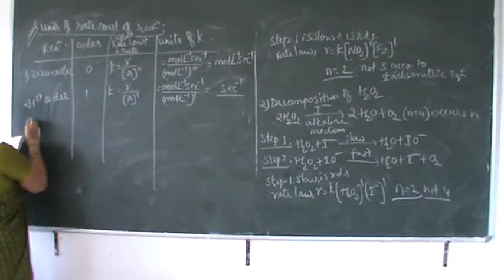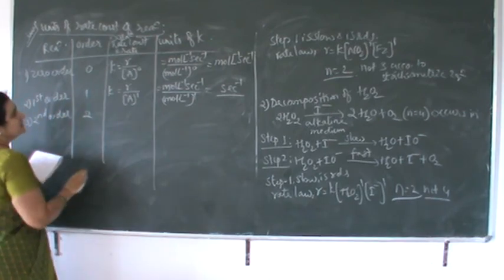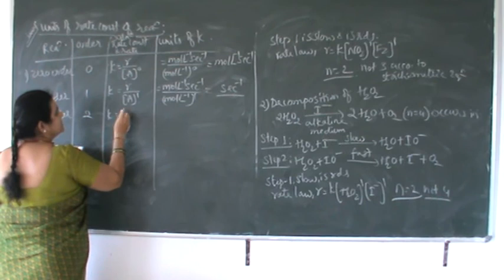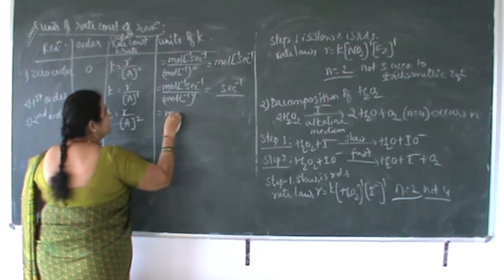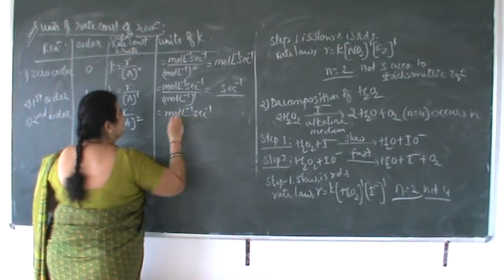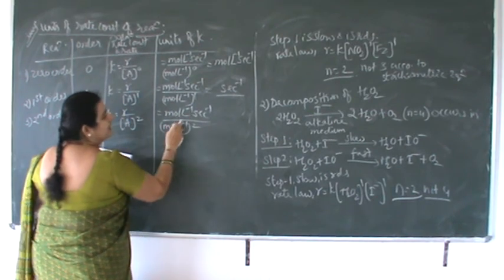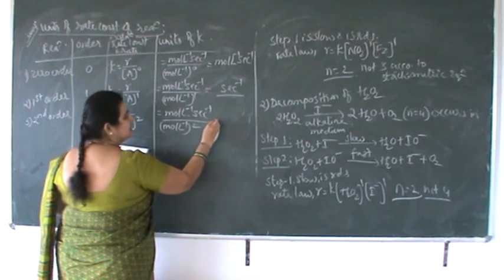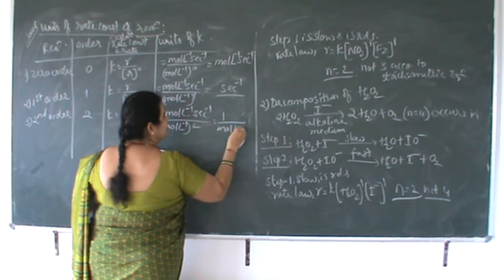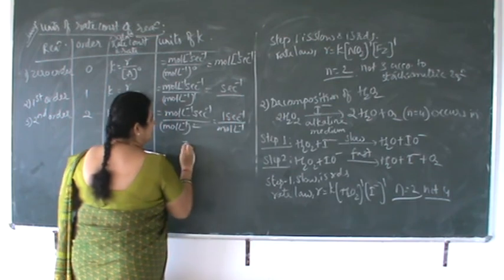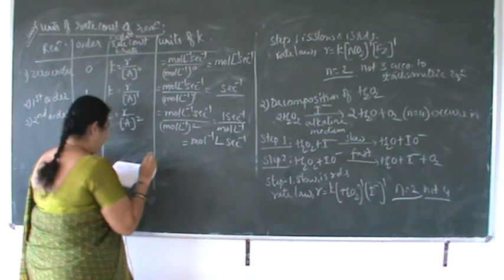Next, third one, second order reaction. Order of the reaction is 2. Relation between rate constant and rate is given by R divided by A raised to 2. So again units will be moles per liter per second divided by moles per liter raised to 2. So here one moles per liter gets cancelled. Remaining mole raised to minus 1 liter second raised to minus 1. Our unit will be mole raised to minus 1 liter second raised to minus 1.